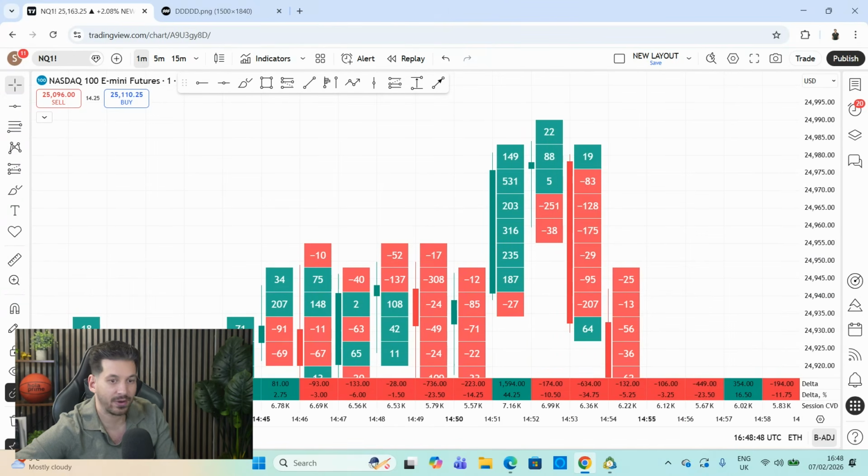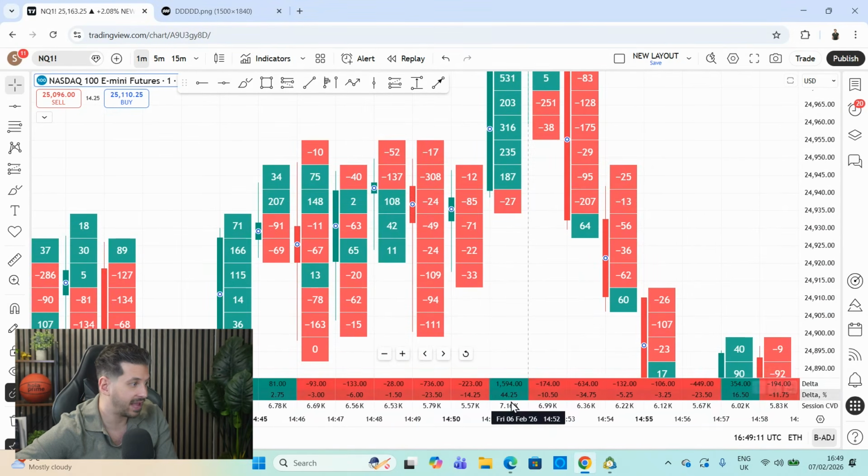Look at the volume now on the buy side that's been printed. 1,594 buyers in that candle. Now, don't get me wrong, it's a big candle, right? But is it 1,594 contracts big? No, it really isn't, right? There is something not right about the size of the candle for the volume that is being printed.